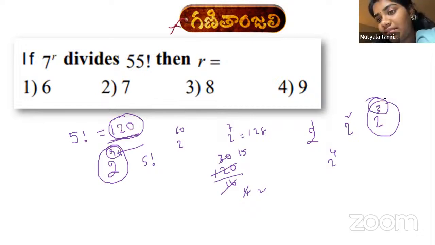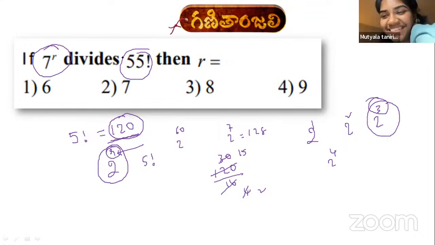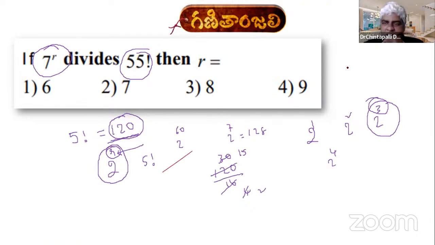The value of r is 3 only. But here the question is 2 to the r divides 55 factorial. In the case of 5 factorial, we can find its value, 120. But can we find the value of 55 factorial? Is it possible? No. But even then, we must answer this question. We have a reason behind saying the answer is 3.